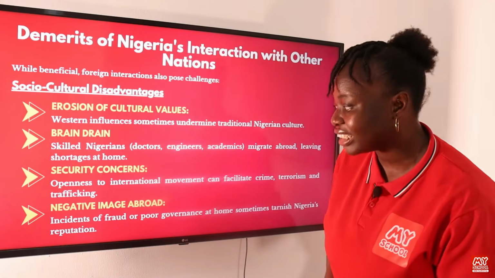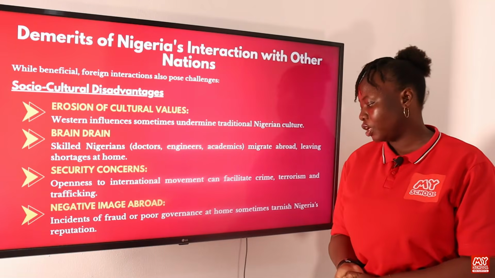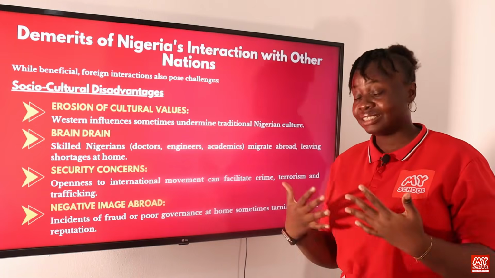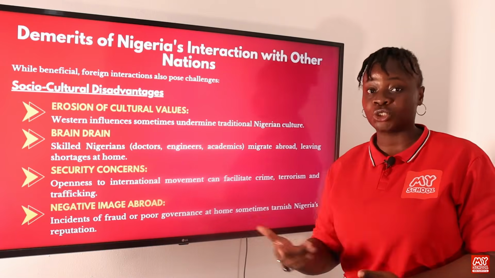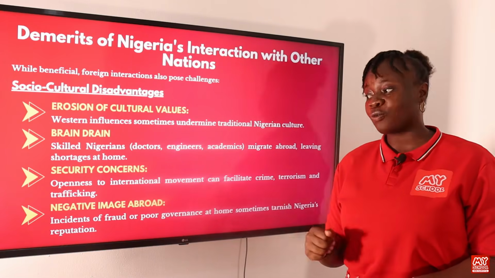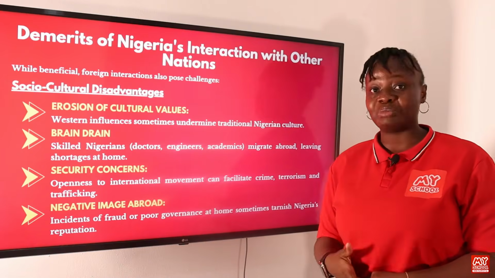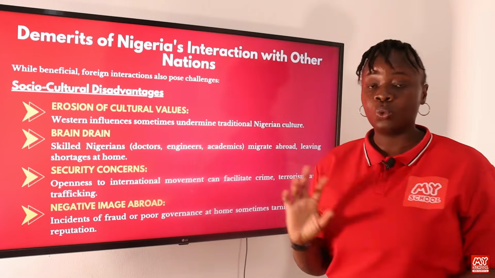It can also lead to negative image abroad. So incidents of fraud or poor governance at home sometimes tarnish Nigeria's reputation. So the fact that the entire world has become globalized means that we have that relationship with other nations of the world. We can communicate with other people in other nations. And so incidents of fraud become rampant, and when it becomes too much, it can tarnish our image abroad. So this can be another demerit of Nigeria's interaction with other nations.